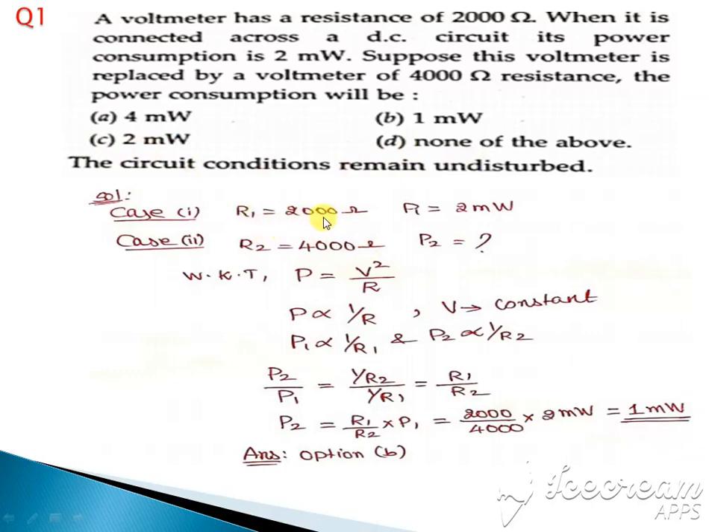Case 1 R1 is equal to 2000, P1 is 2 milliwatt. Case 2 resistance value is 4000. What is the value of power?